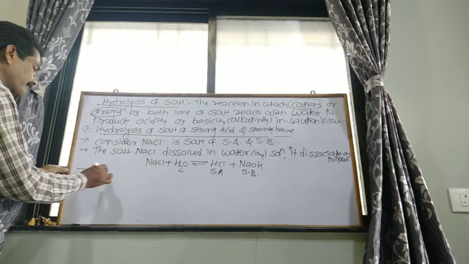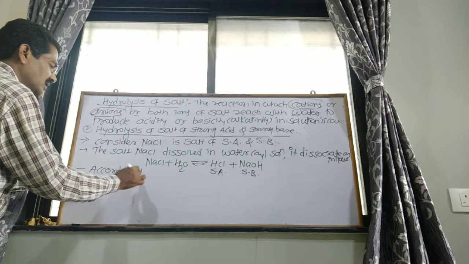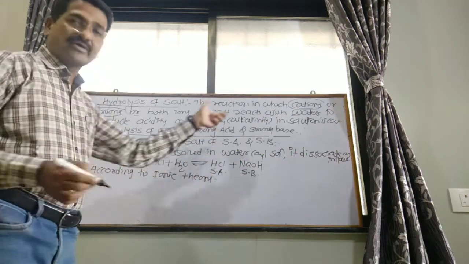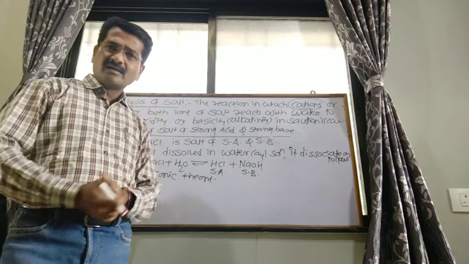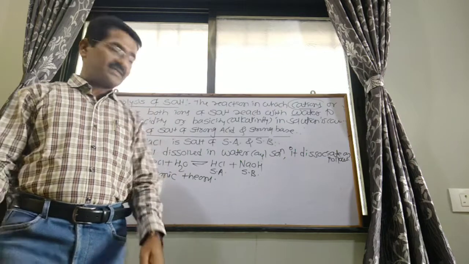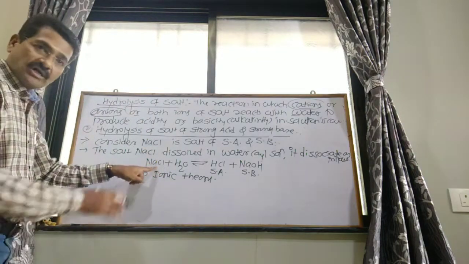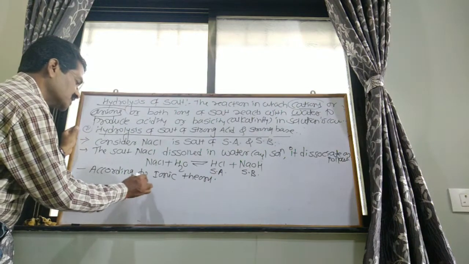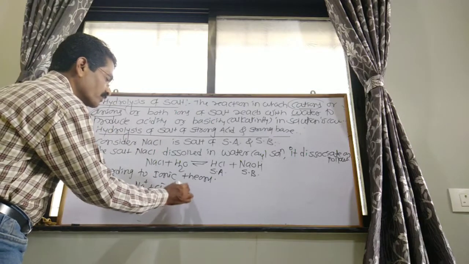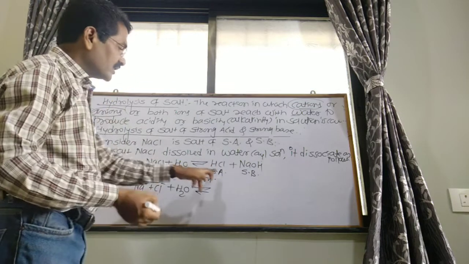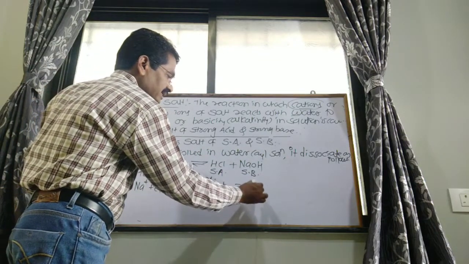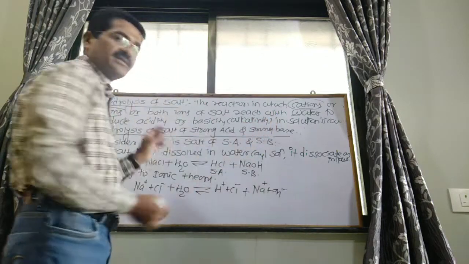According to ionic theory, when ionic theory is applicable to our equation, this theory is applicable for only the strong electrolytes, not for the weak electrolytes. According to ionic theory, this salt breaks up to give the ions Na plus, Cl minus, plus H2O. On the right side, the strong acid breaks to give H plus, Cl minus, and the strong base gives Na plus, OH minus.